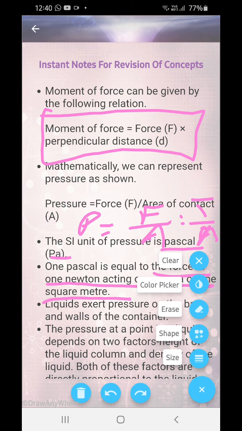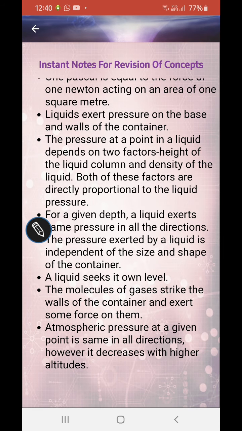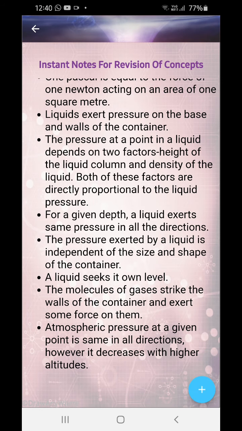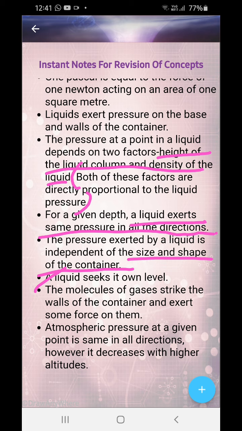Now the pressure at a point in a liquid depends on two factors: the height of the liquid column and the density of the liquid. Both these factors are directly proportional. For a given depth, a liquid exerts the same pressure in all directions. Now the pressure exerted by a liquid is independent of the size or shape of the container. The liquid seeks its own level.